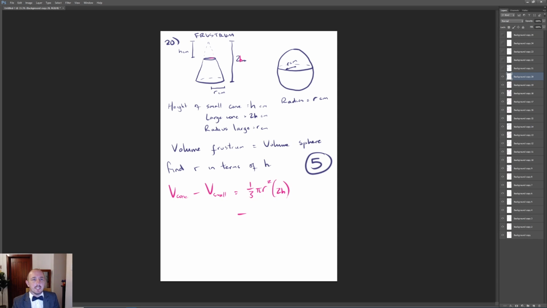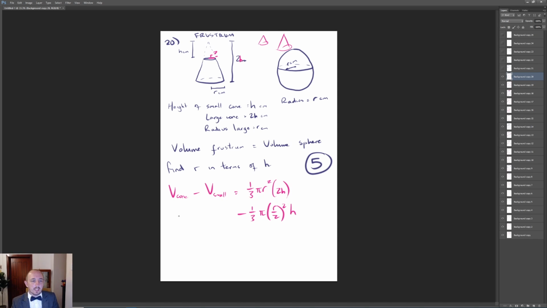Now we don't know what the radius of the small one is, so when we split these apart and do 2 separate cones, they're actually similar shapes. So the height is double, so the radius is going to be halved. The radius of the small cone is half r. So we're going to do 1/3 pi, the radius is r over 2 squared, and the height is just h.